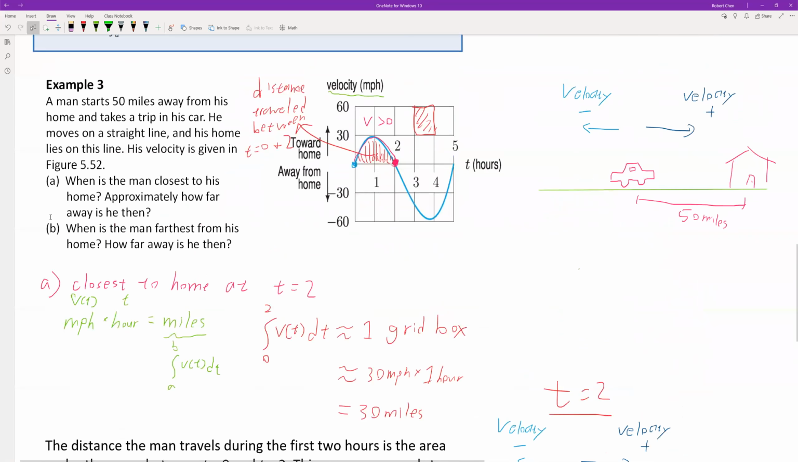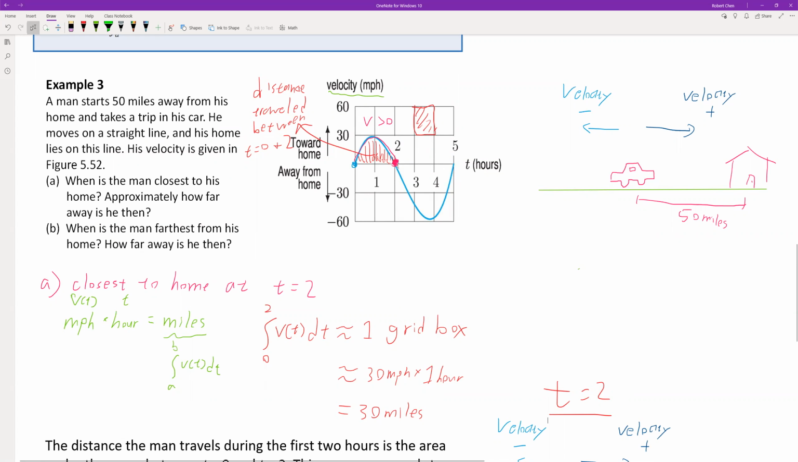Okay, so let's look at part B. When is the man farthest from his home? How far away is he then? All right, so we can go back to the graph here. After t equal to 2, between t equal to 2 and t equal to 5, the velocity is negative. It means this man is traveling away from his house after t equal to 2, between t equal to 2 and t equal to 5 to be exact.